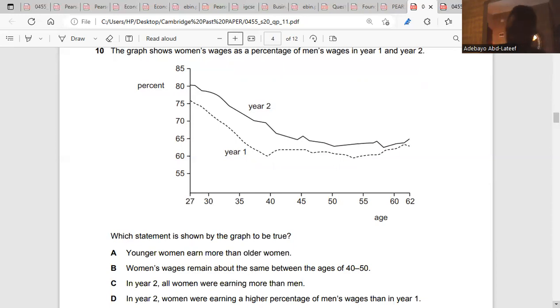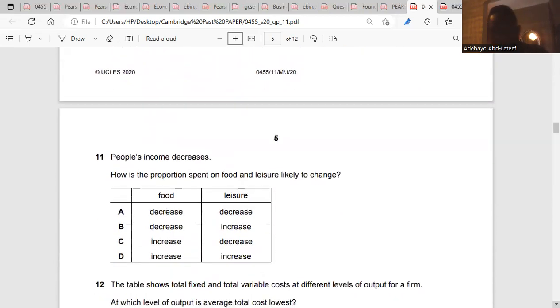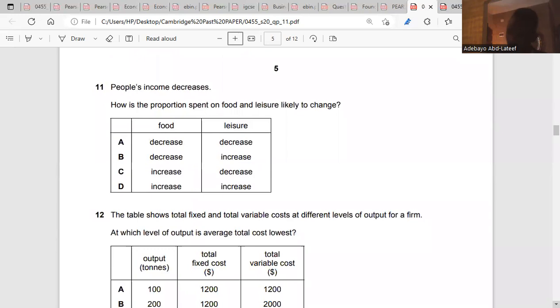Yeah. Question 11. If people's income decreases, how is the proportion spent on food and leisure likely to change? If income decreases, you will spend less on leisure. You spend more on basics like food, clothing, and shelter. Okay. So the answer is C.